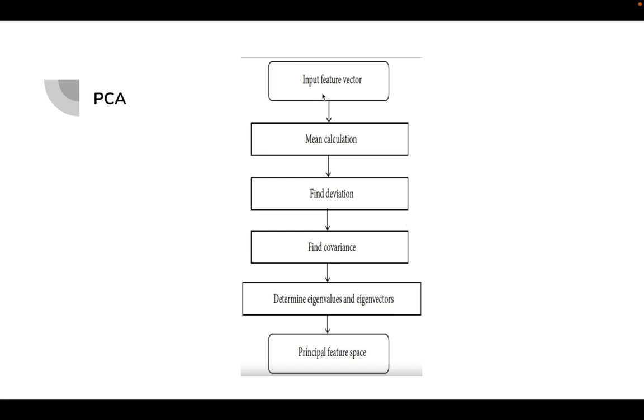In PCA, first we have an input feature vector. Using that feature vector, we calculate the mean, and from that mean we calculate the deviation, and using the deviation we calculate the covariance, and based on this we determine the eigenvalues and eigenvectors. Those having the higher eigenvalues are considered, and the lower eigenvalues are ignored. So finally we get the principal components.